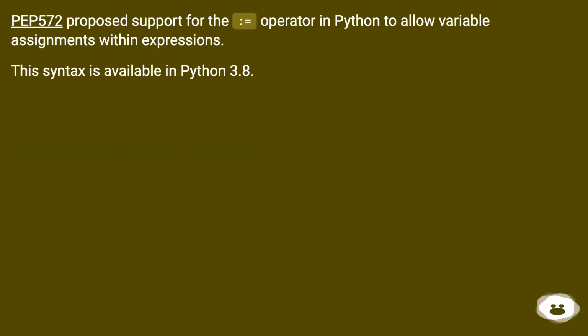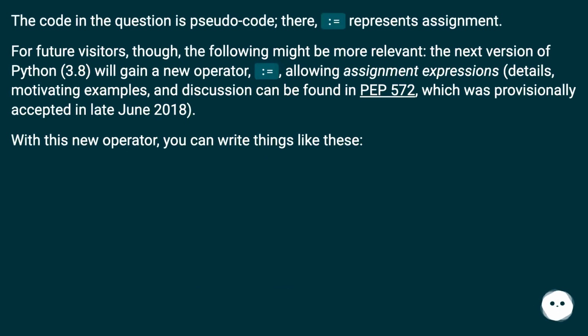PEP 572 proposed support for the colon equals operator in Python to allow variable assignments within expressions. This syntax is available in Python 3.8. The code in the question is pseudocode. There, colon equals represents assignment. For future visitors, though, the following might be more relevant.